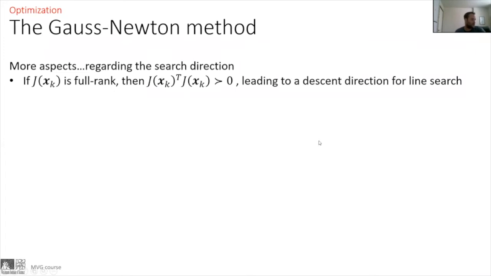So some more aspects about the Gauss-Newton method, about this technique. If the Jacobian is full rank, then J transpose J is strictly positive definite, and it leads to a descent direction. So why is that? Even if we neglect the second derivative of the residual, if the Jacobian is full rank, we are guaranteed to have a descent direction.